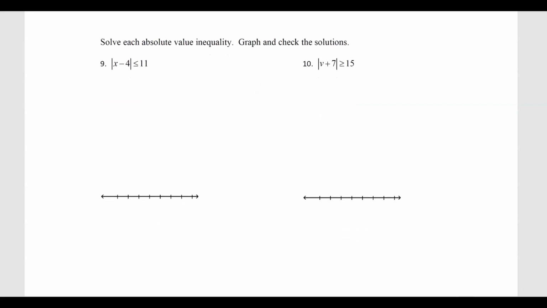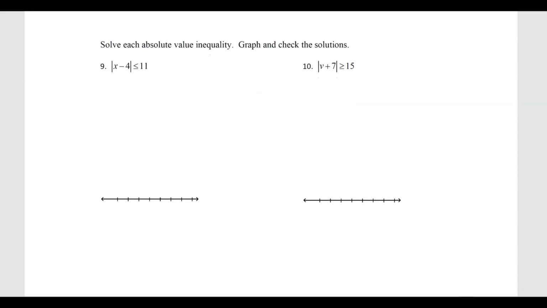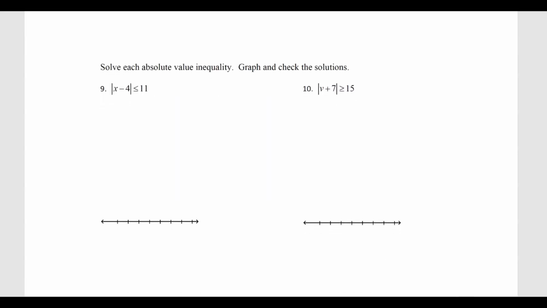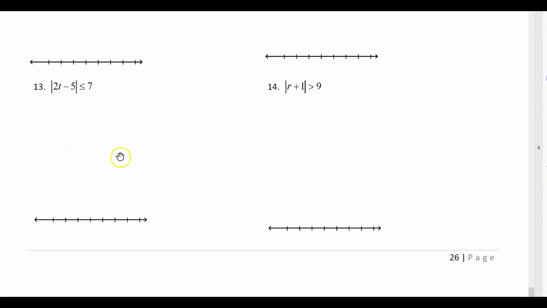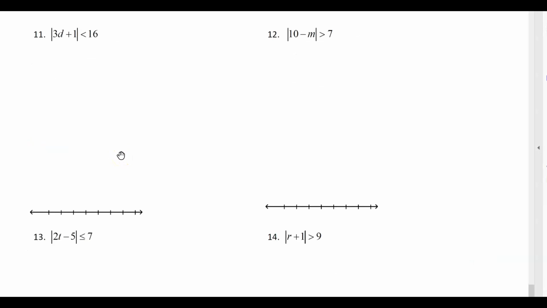This is your assignment, uploading me a copy of both page 25 and 26. They're very basic and simple. And if you go to your notes, you'll notice that there's a couple more. You gotta get all the way through 14. We'll come back to that in a minute.